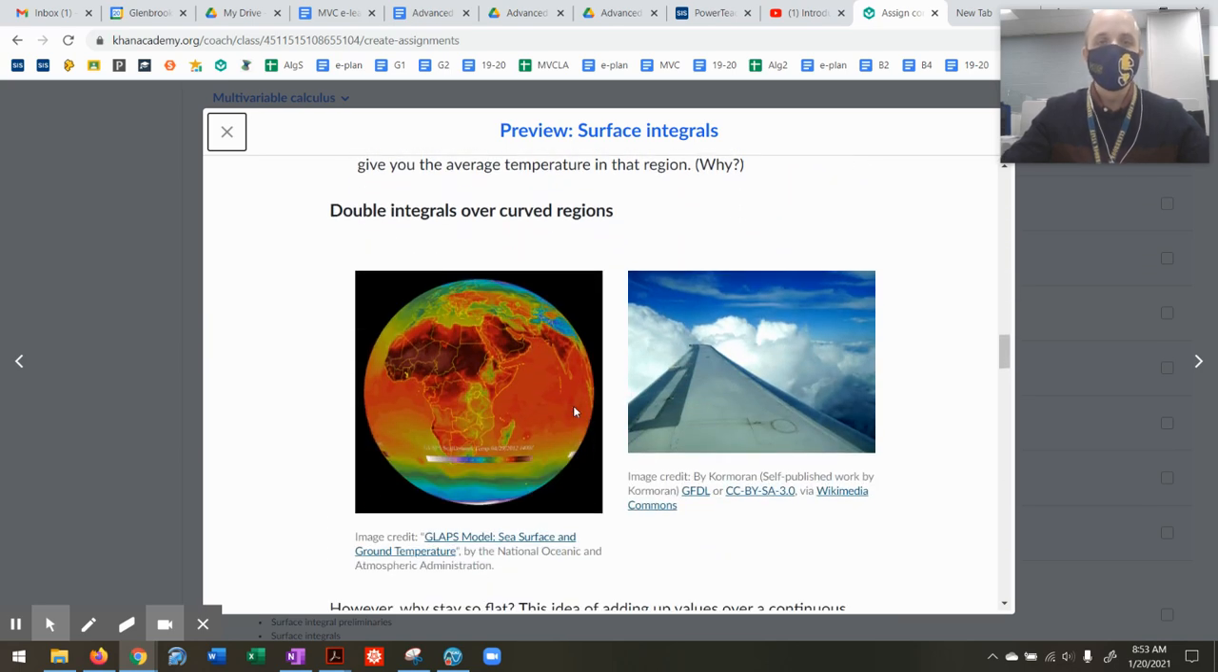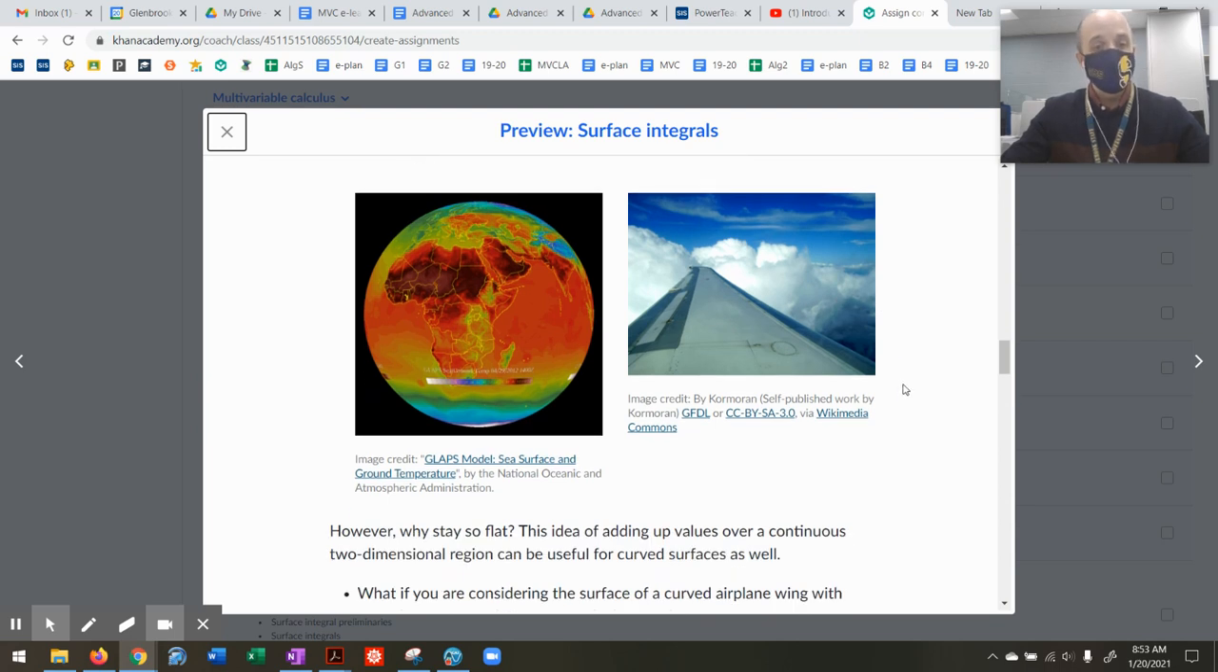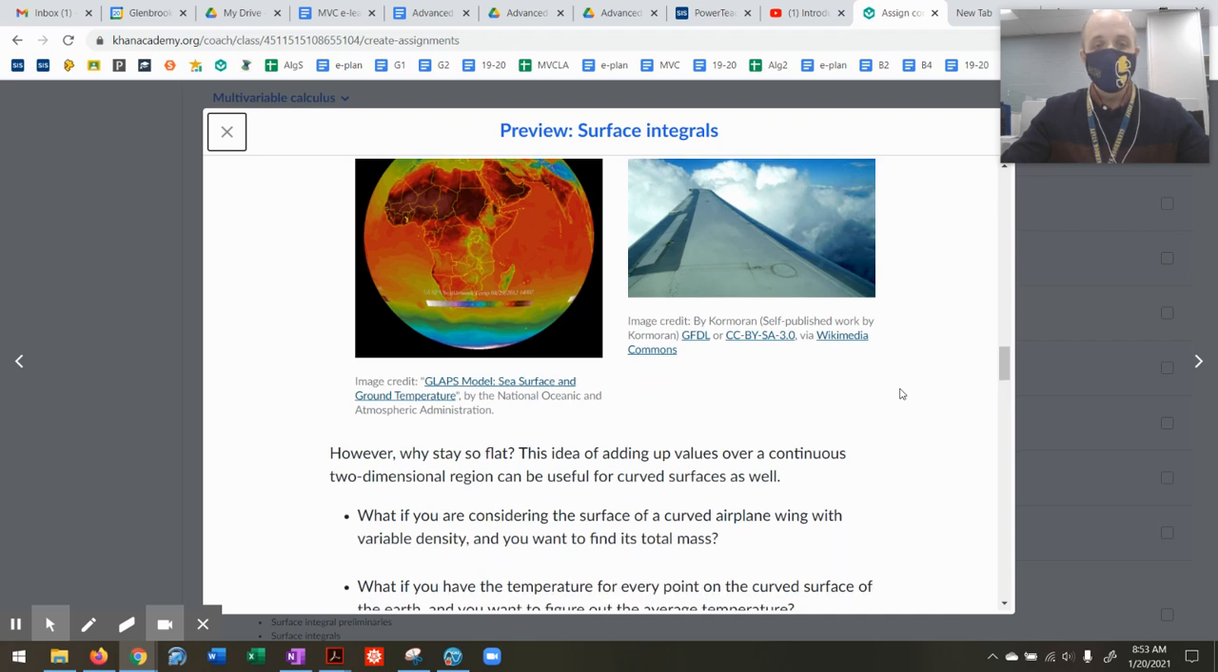Okay, so now we'll move into what about integrals over curved regions. So cool pictures here for the examples that make this a little more real. So he says, why stay so flat? This idea of adding up values over a continuous two-dimensional region can be useful for curved surfaces as well. What if you're considering the surface of a curved airplane wing with variable density and you want to find its total mass? So we're not just talking about a flat sheet, but we're talking about a surface that does some kind of movement in space, and it's got variable density around the wing.